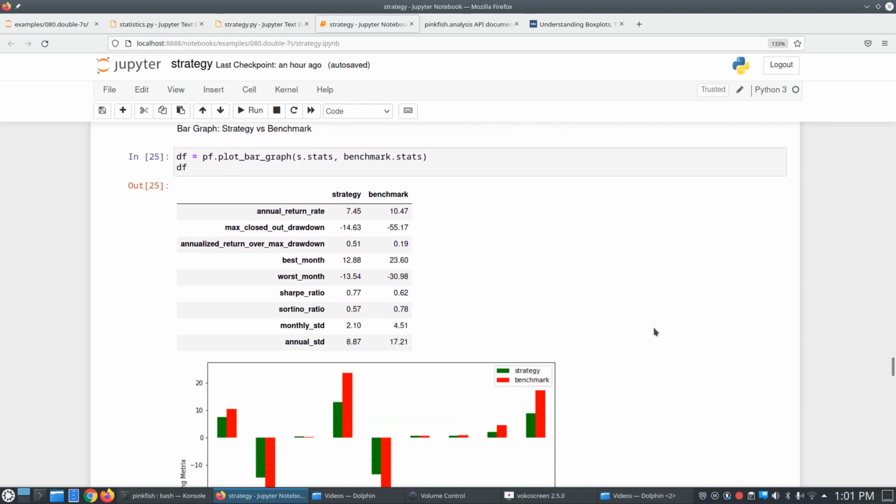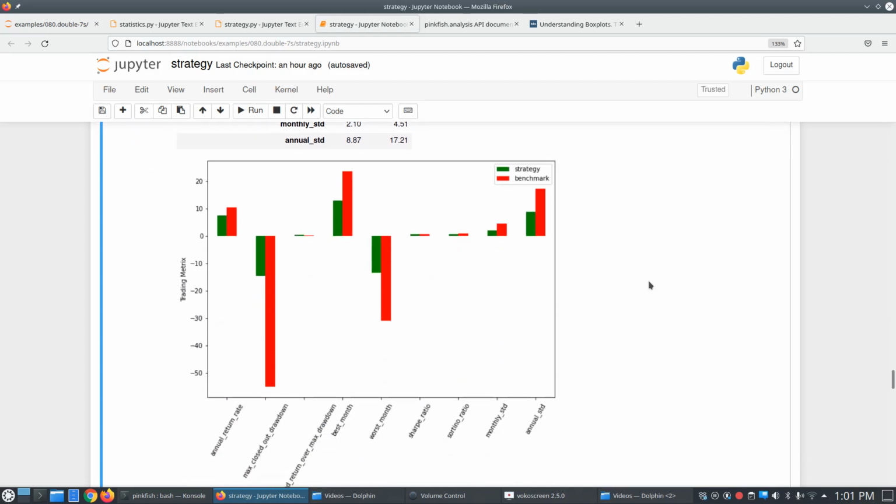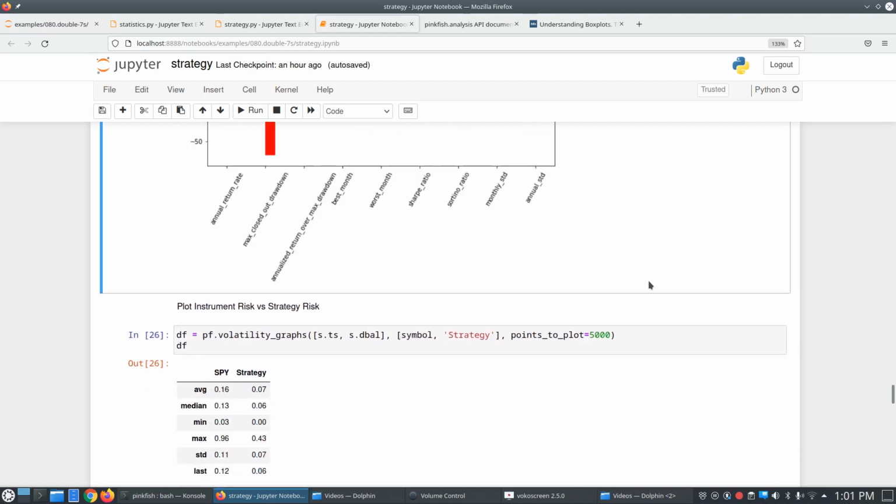Okay, now let's look at some comparison between the strategy and the benchmark. We can see that the annual return rate is lower for the strategy, but look at the difference in drawdown: 14% drawdown versus 55% drawdown. Also, we have a higher Sharpe ratio for this one. Curiously, the Sortino ratio is better for the benchmark. And here's a graphical representation of the trading strategy versus the benchmark.